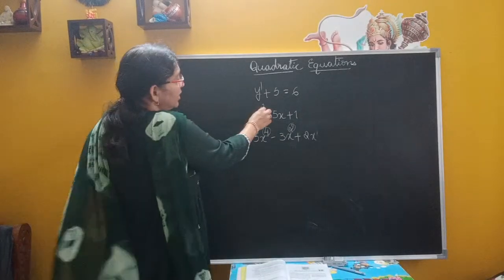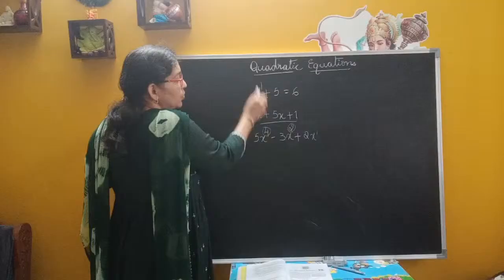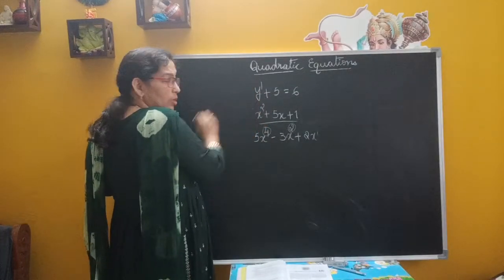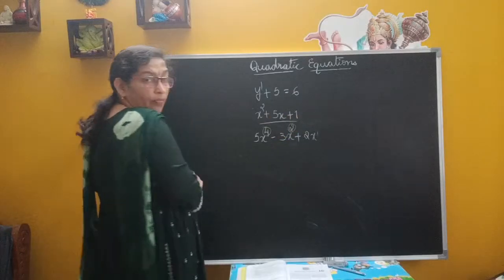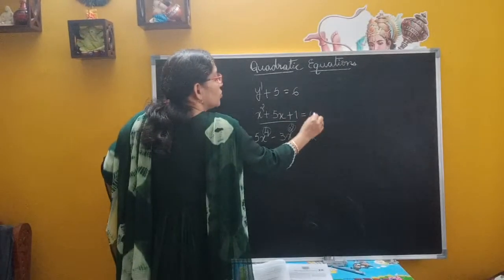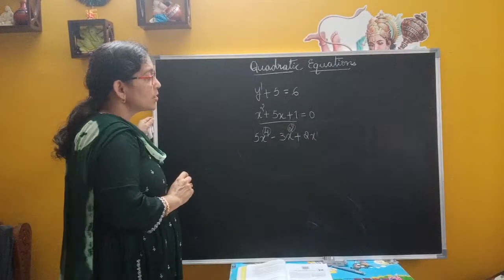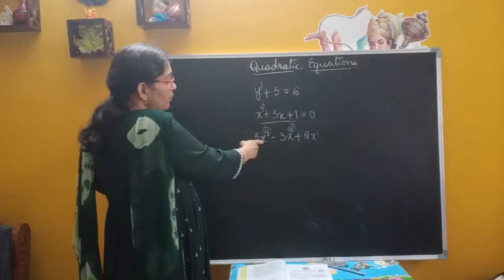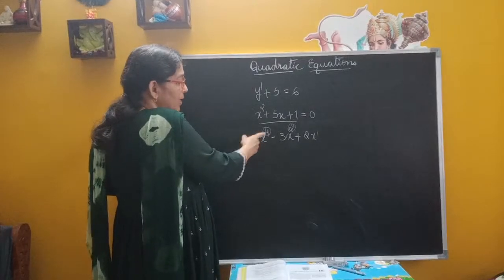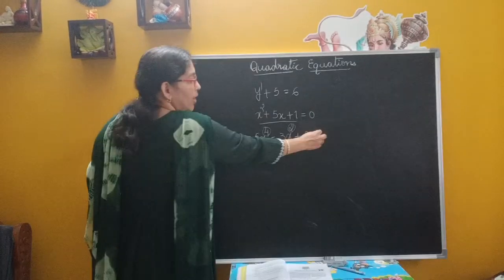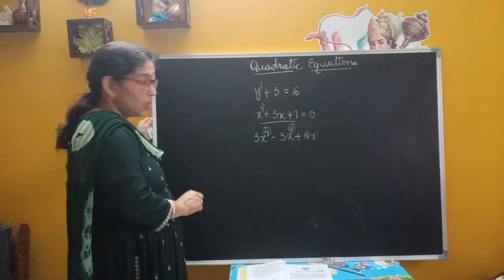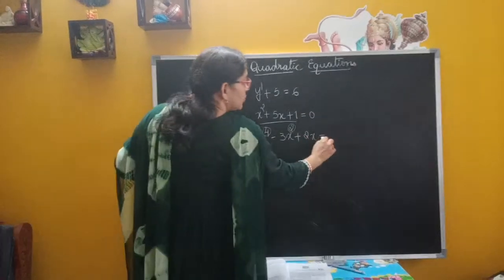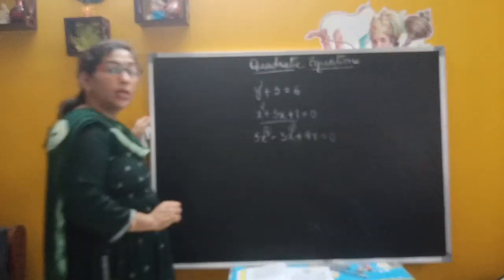The degree of this polynomial is 2. Highest power is 2, so the degree is 2. This is a quadratic polynomial. If I equate this to 0, then it becomes a quadratic equation. And here we have power 4, here we have 2, here we have 1. Highest is 4 among these, so it is a biquadratic polynomial. If I equate this to 0, it becomes a biquadratic equation.